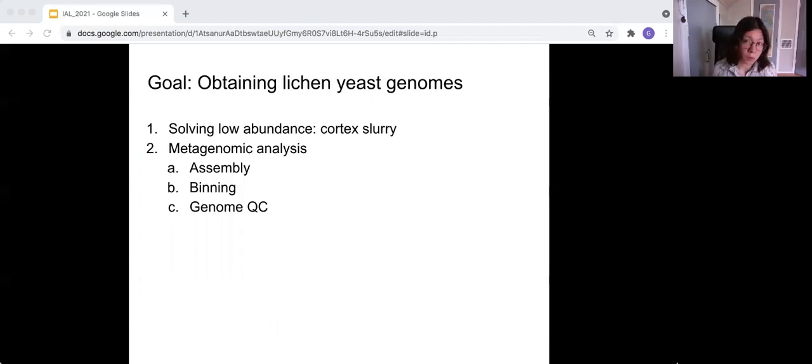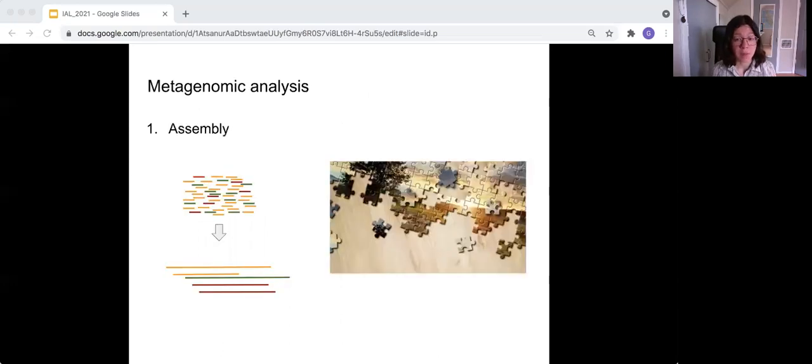After solving the problem of low abundance, we needed to analyze this very complex metagenomic data. And our metagenomic analysis included 3 steps. The first step is assembly. We took lots of short sequences produced by an Illumina sequencing machine, and we assembled them into longer contiguous pieces. Sometimes people use a metaphor and say that genome assembly is a bit like assembling a jigsaw puzzle.